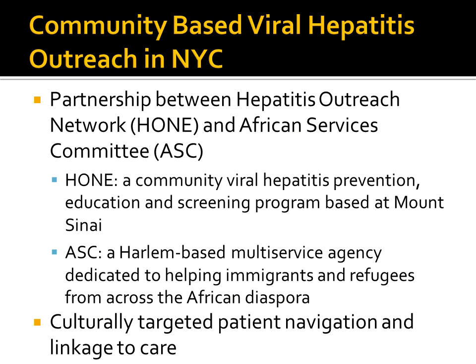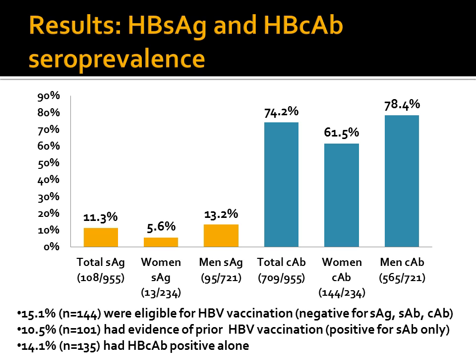So certainly what we've embarked on here in New York City has been a partnership between an academic institution and community-based organizations and community gatekeepers. We also engage culturally targeted patient navigators to provide free education, free testing, and linkage to care. And the results from our program over the first 955 persons tested: a total of 11.3%, or 108 persons, tested positive for hepatitis B surface antigen. Men had a surface antigen detection rate of around 13% compared to women at 5.6%, and that was a significant difference.